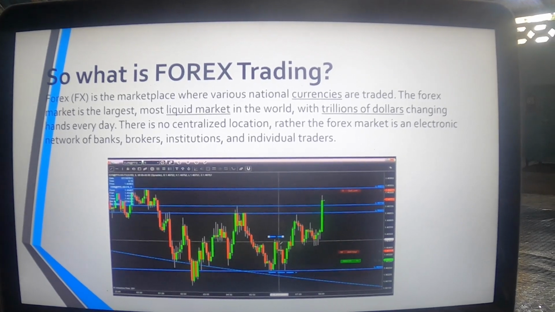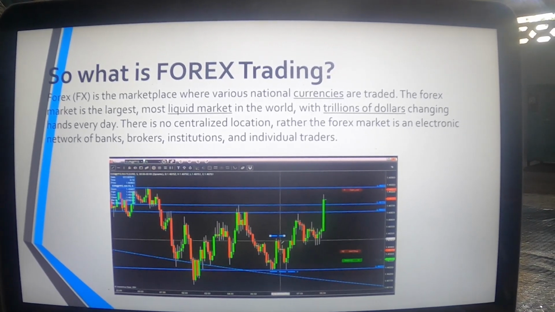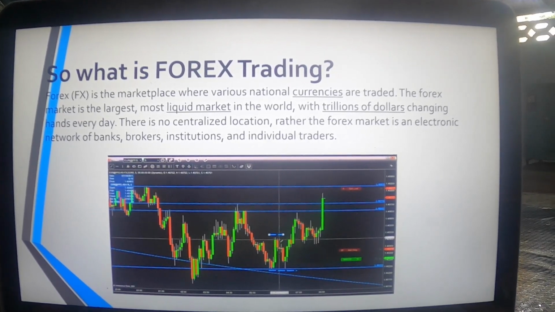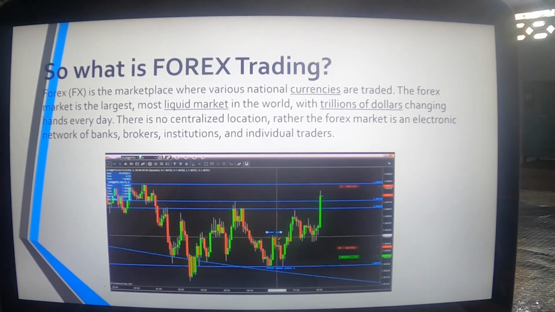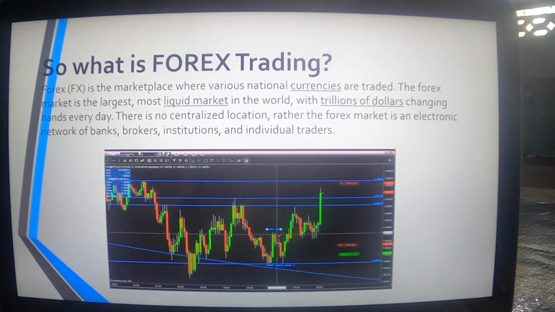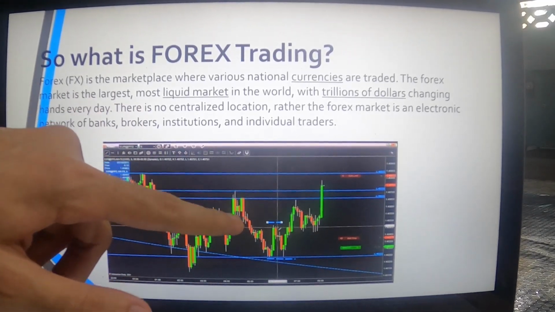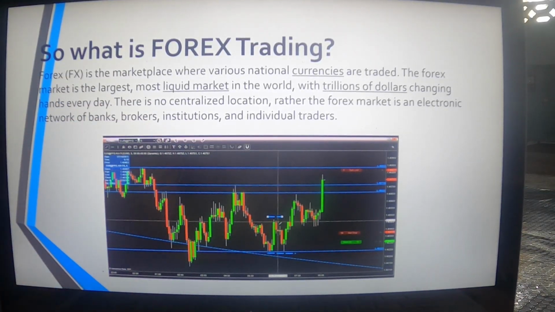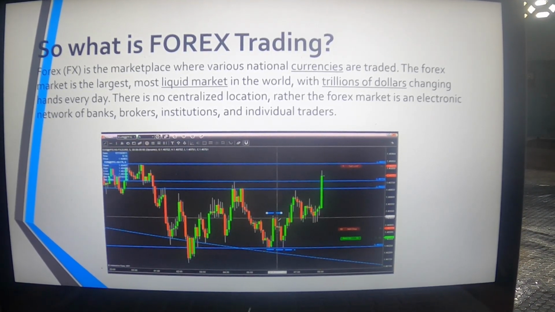To give you more insight, let's take the official definition of Forex trading. Forex is a marketplace where various national currencies are traded. The Forex market is the largest, most liquid market in the world. It's a volatile market, so it changes every few seconds. It's not like it changes over hours. It's very rapid, changing at an exponential pace. As you can see in the graph below, you can see how it changes in a particular time frame. It has a great and massive effect on the change, with more than $1 trillion changing hands every single day.